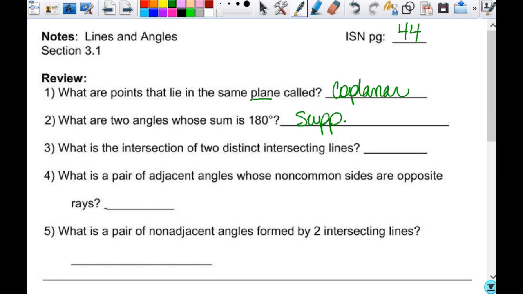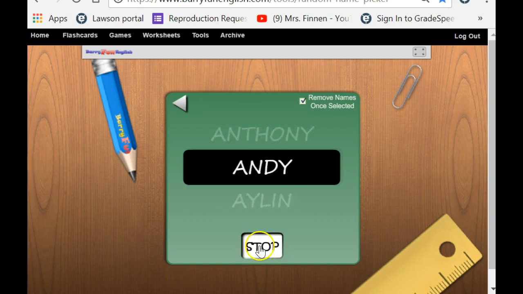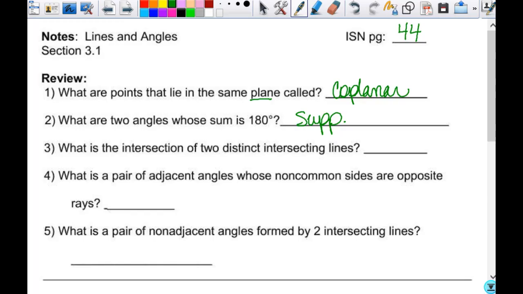What is the intersection of 2 distinct lines? What would that be? Letty. Okay. Almost. So close. What is it? Exactly 1 point. Good. 2 distinct lines, it is exactly 1 point. That word exactly is important.